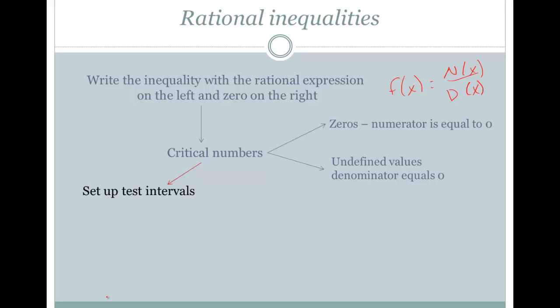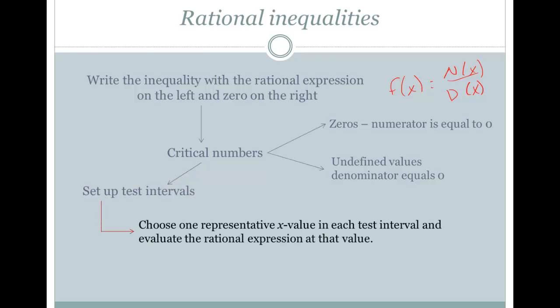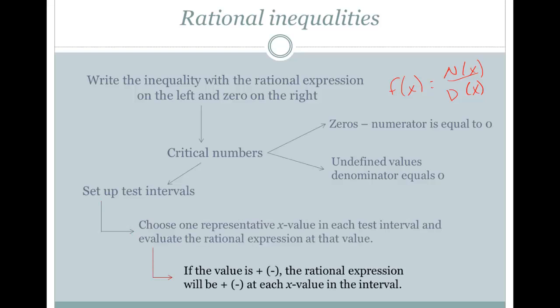We're going to do exactly the same thing as we did with polynomial inequalities. We want to set up our test intervals. Once we set up our test intervals, we want to choose one x value in each interval and evaluate the expression and see if the inequality is true or false. Once we do that for one value in each interval, we know it's going to be true for the entire interval, just like we did before. The main difference here is the critical numbers. We have to find out where we have those undefined values, which is where the denominator is equal to 0.